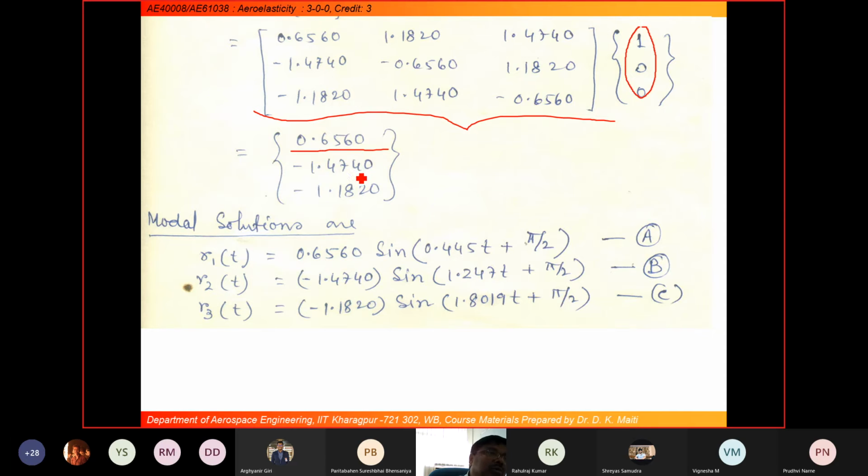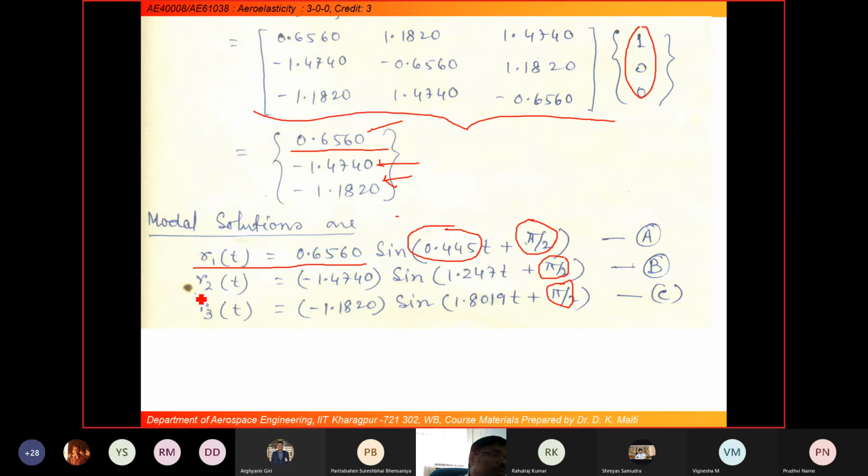The modal displacement of mode 1 is this. Modal displacement of mode 2 is this, and modal displacement of mode 3 is this. Then substituting in that equation, we can find out the amplitude and the phase angle. Amplitude will be coming for R1 equal to 0.6560 into sine omega t plus pi by 2. This is the phase angle. Whatever I was talking of the phase angle, it will be coming as 90 degrees. In all three cases, means all three coordinates, the phase angle will be coming as pi by 2.